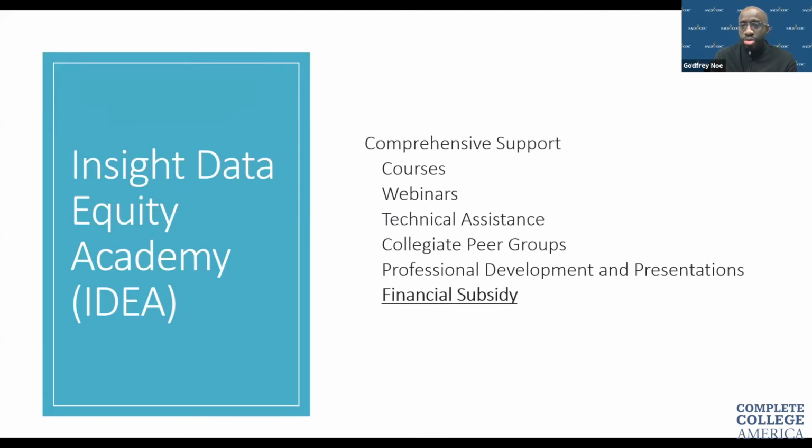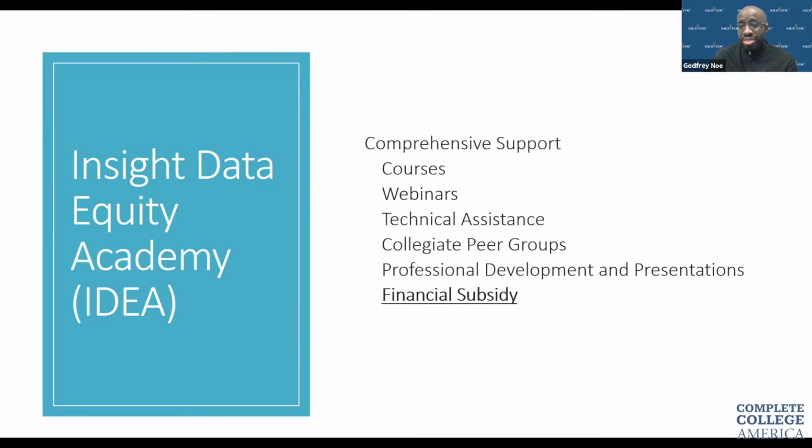So we're also creating collegiate peer groups. We're partnering in this effort with the Northwest Commission on Colleges and Universities, and we're in the process of starting up peer groups and interest groups amongst institutions so that institutions can share ideas, not just on submitting data to the PDP, but also how to use that to drive student success at your institution. And then we'll have professional development and presentations at our conferences, train the trainer events.